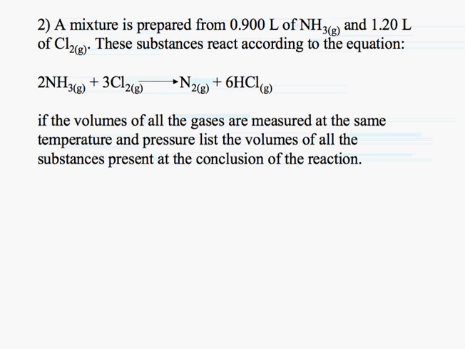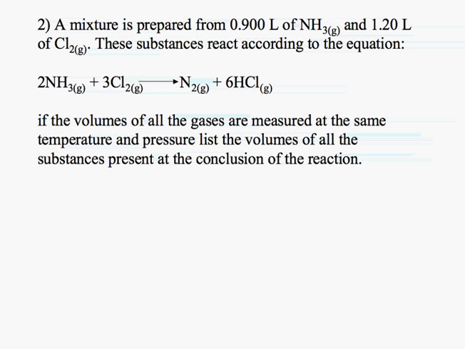Okay, let's take a look at this next problem here. We have a mixture prepared from 0.9 liters of ammonia and 1.2 liters of Cl2. The substances react according to the equation 2 ammonia plus 3 Cl2 goes to nitrogen plus 6 moles of hydrogen chloride. If the volumes of all the gases are measured at the same temperature and pressure, list the volumes of all the substances present at the conclusion of the reaction.